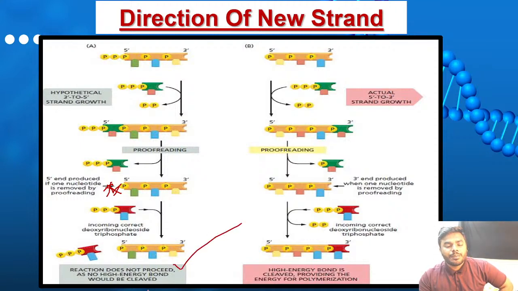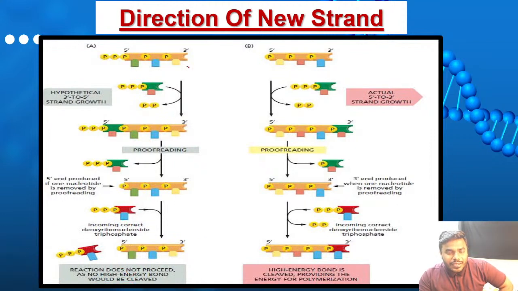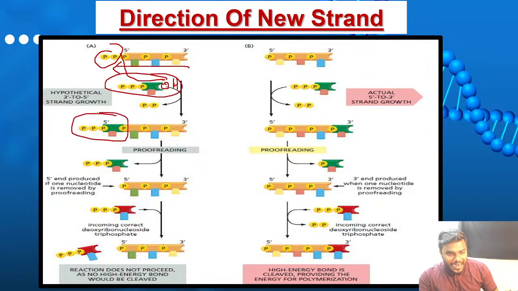Reaction does not proceed. The reason: the high energy bond is not getting cleaved. Once again I'll summarize. Look into this. See here, we are understanding hypothetically that synthesis is happening in this direction. So this is the nucleotide which contains an OH group. Initially it will go and cut one phosphate group, and two phosphates will be released. Now the entire nucleotide is added here.